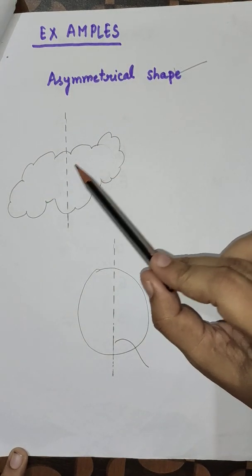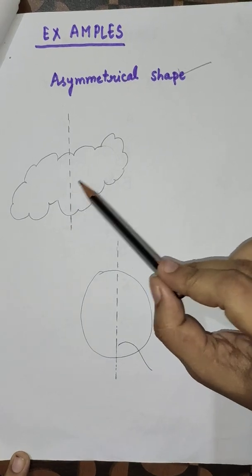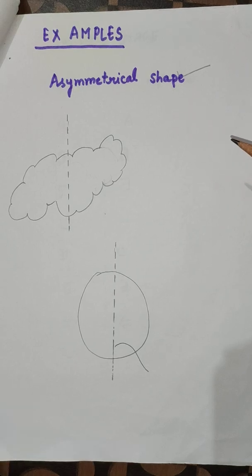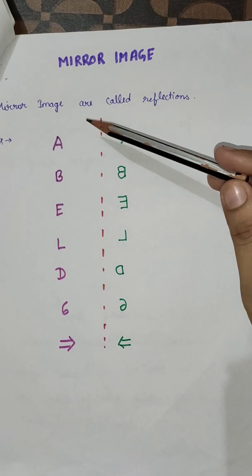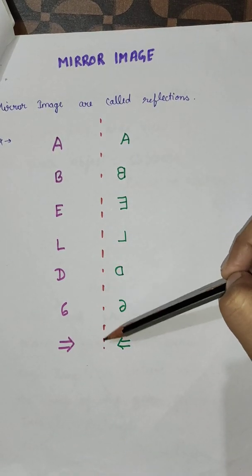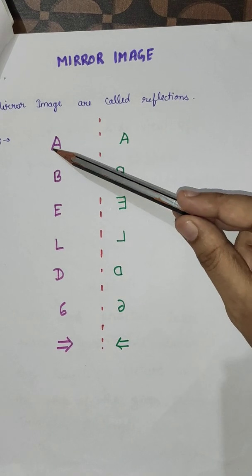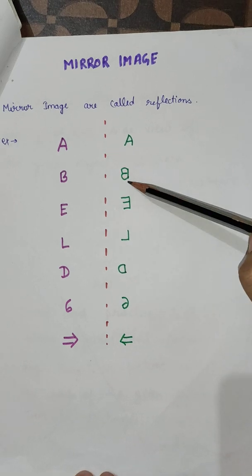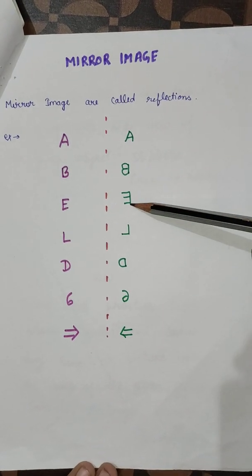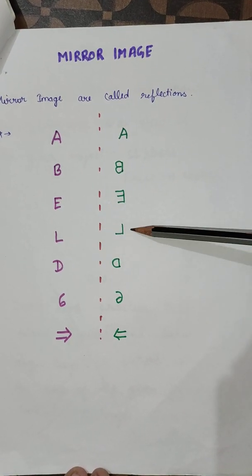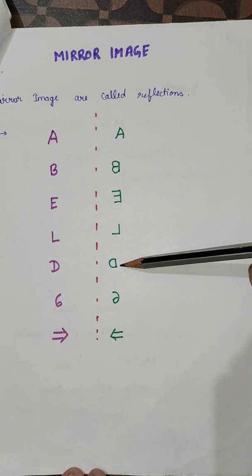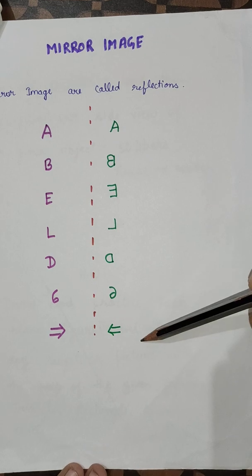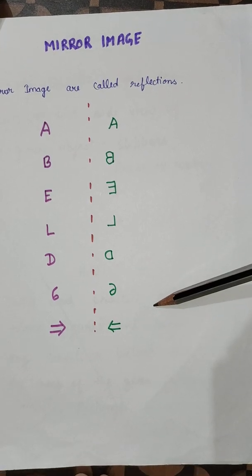If we fold it along the line of symmetry, it will not be the same on both sides. So this is an asymmetrical shape. Now the mirror image: if you look at something in the mirror, how will it look? A mirror image is called a reflection. A is the same, B is opposite, E will be like this, L is like this, D is also not the same, 6 will be like this and the arrow will be like this. So these are some examples of mirror images.